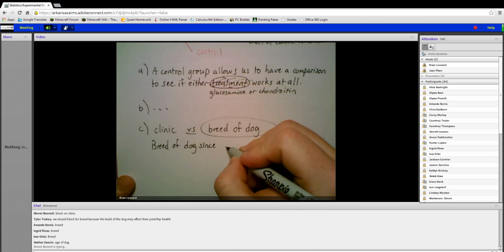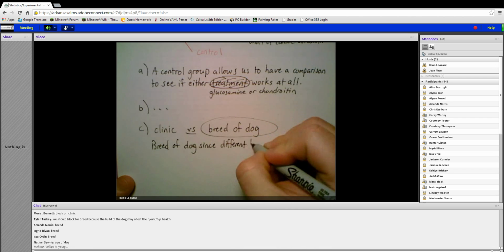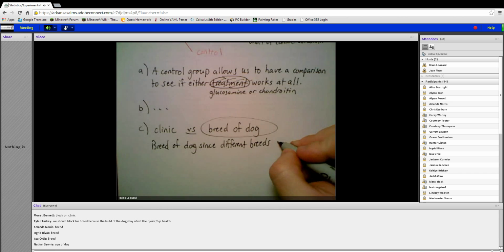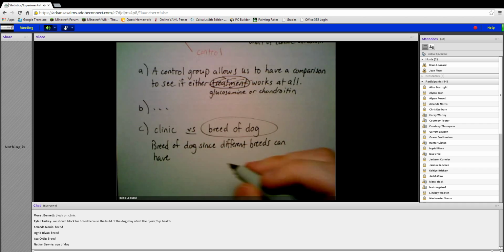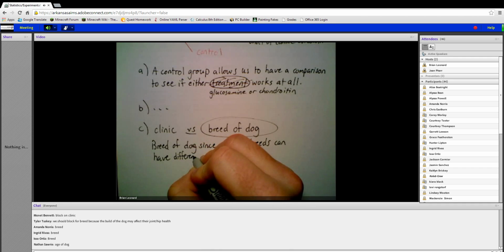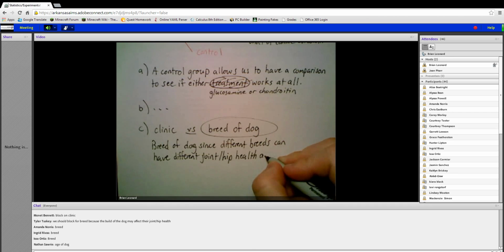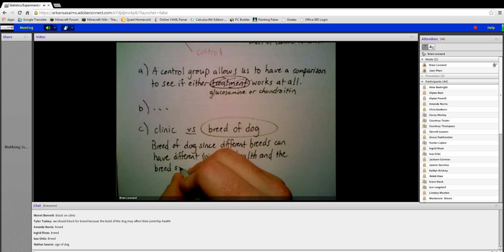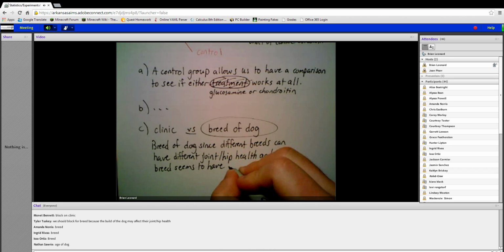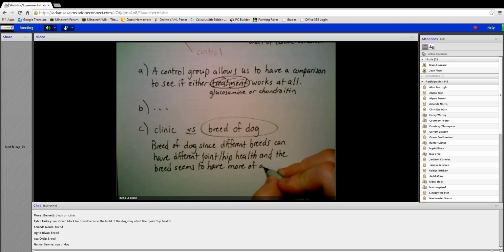Since different breeds can have different joint hip health, and the breed seems to have more of an effect on joint hip health than the type of, or the clinic.